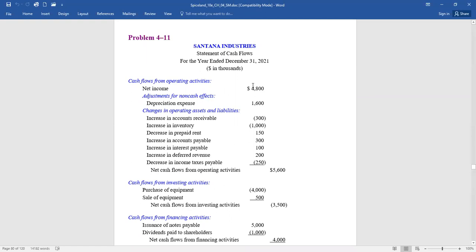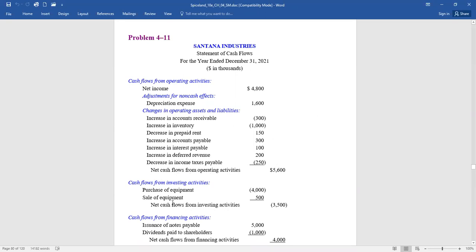Remember, we're only reporting the effect on cash from the change in current or operating assets and liabilities. We're going to now determine and convert net income from accrual accounting to cash accounting. So we add the depreciation, subtract the 300 and the 1,000, add the 150, add the 300, add the 100 and 200, and subtract the 250. So the result is positive. So there's the net cash flows from operating activities is positive $5,600.